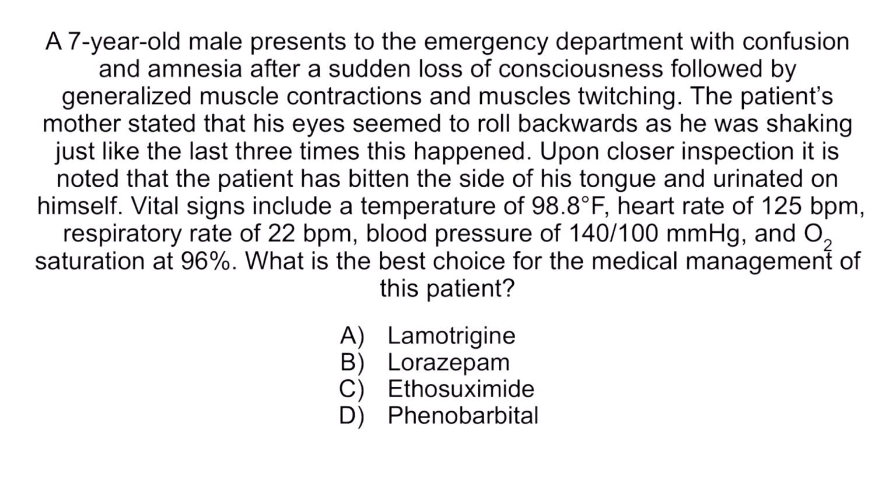What is the best choice for the medical management of this patient? A. Lamotrigine, B. Lorazepam, C. Ethosuximide, or D. Phenobarbital. So in this question, we've got a child. It's a 7-year-old male. He has confusion and amnesia after a sudden loss of consciousness. And during that loss of consciousness, there were what sounded like a seizure, muscle contractions and twitching.